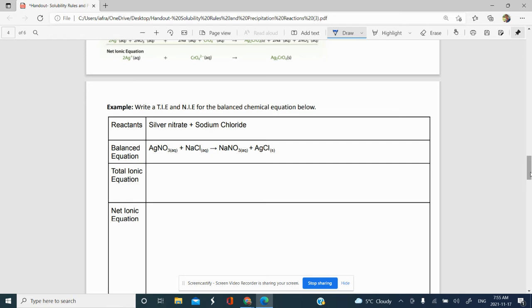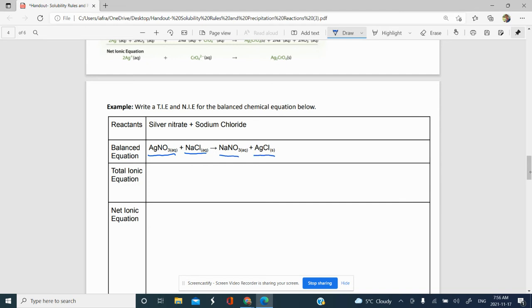So the next set of pages are basically just examples of writing balanced and total ionic equations and also net ionic equations. So we have silver nitrate and sodium chloride. Those are my reactants. And so I'll put them together. They're solutions because this is solution chemistry. So they're dissolved and all the ions are kind of swimming around in the separate solutions. And then you mix them together and you get these products here.